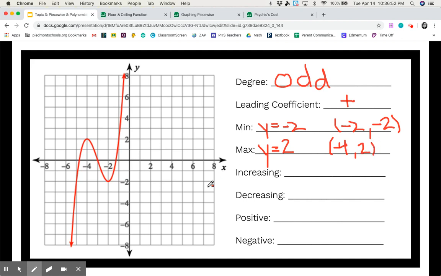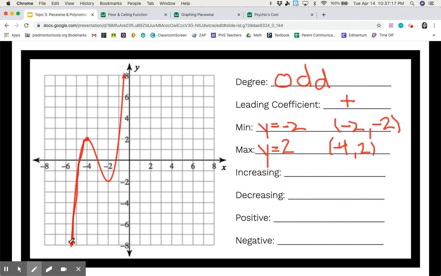Okay, so another thing we want to look at is what interval is it increasing on? Increasing is where you're able to look at the graph and see where it might have a positive slope. If I'm tracing this with my pencil, then it looks like this part of the graph right here has that positive slope. So from here to about that point.